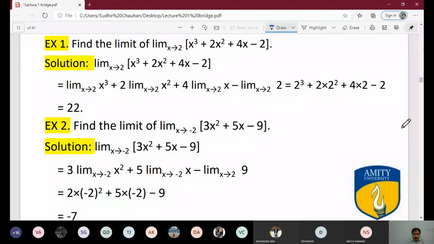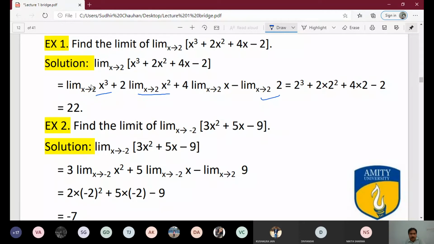So here we have some examples of how we can evaluate the limits. Example number 1, find the limit x tends to 2 of x cube plus 2x square plus 4x minus 2. This is a simple algebraic expression, or you can say a polynomial. So we can distribute the limits and separately find the limit. Here we write limit x tends to 2 x cube, then, where 2 is the constant, limit x tends to 2 x square, and so on.